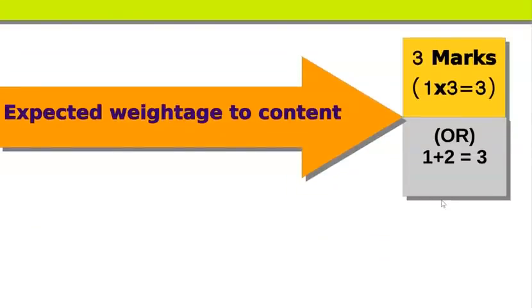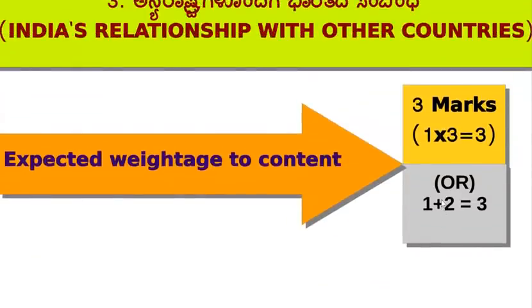Expected weightage to content. From this chapter, you can expect one straightforward 3 mark question, 1 into 3 equals 3. If not, one 1 mark question and one 2 mark question can be given. So in total this chapter carries 3 marks.